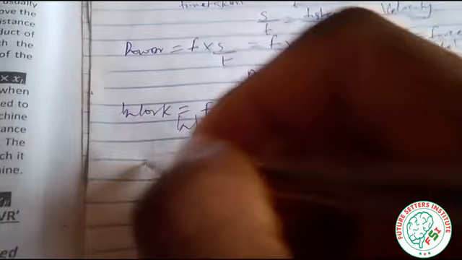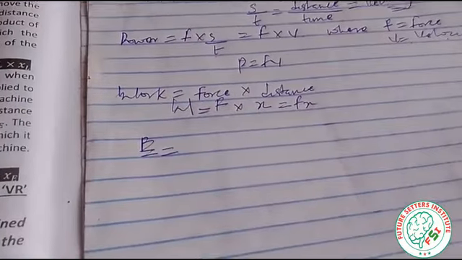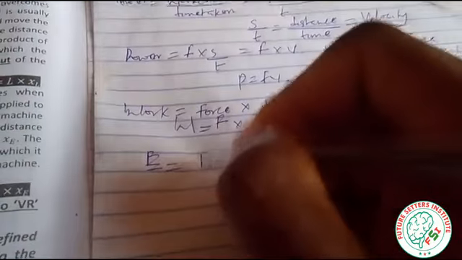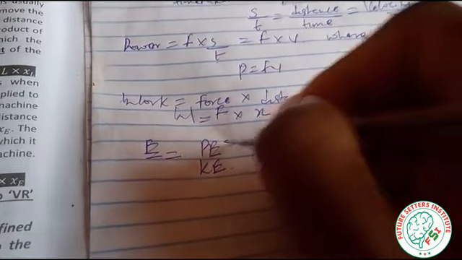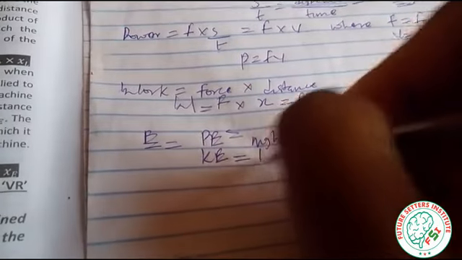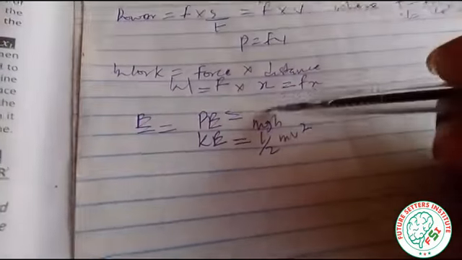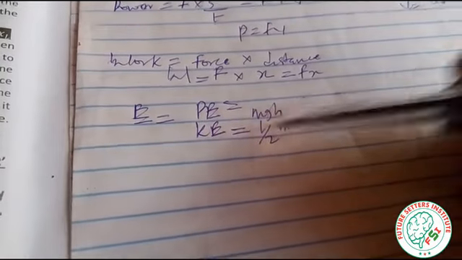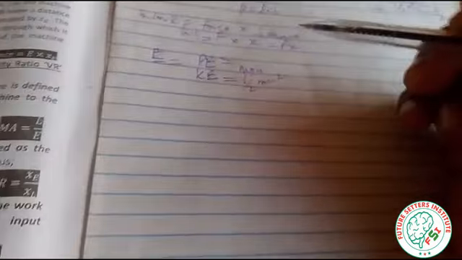But I talked about energy, and I said that energy is the ability or capability to do work. So energy can be potential energy or kinetic energy. If it's potential energy, the formula is mgh. If it is kinetic energy, the formula is half mv square.